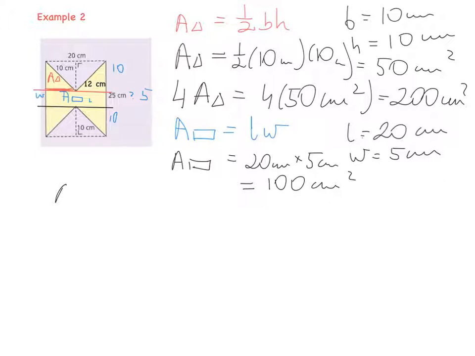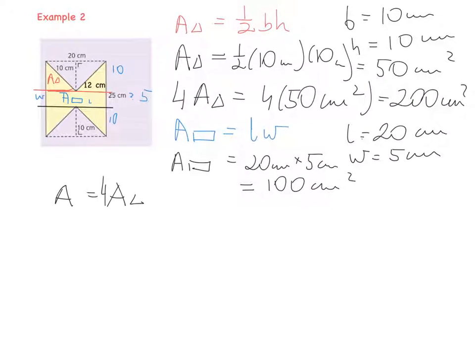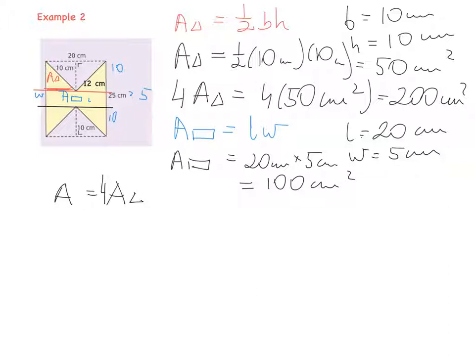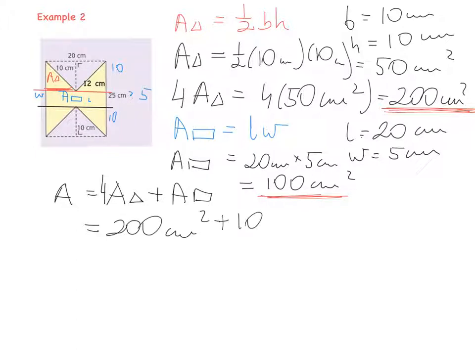Okay, so the total area is 4 triangles plus area of the rectangle. So then we have 200 and 100. So this is 200 centimeters squared plus 100 centimeters squared.